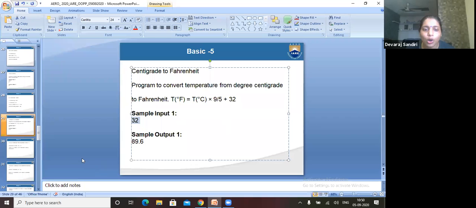See here, what is the centigrade formula? All of you keep note of this. What is the formula for centigrade to Fahrenheit conversion? All of you write down this. Note on this formula. Okay, understood? Centigrade formula, centigrade to Fahrenheit, inside bracket, then computer can understand that you are writing.